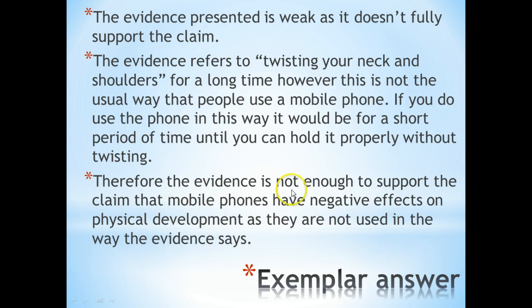So that would be 3 marks: saying whether it's weak or strong, explaining why, and then saying why, in this case because it's weak, it doesn't support the claim. If you're saying it's strong, you'd say why it does support the claim.